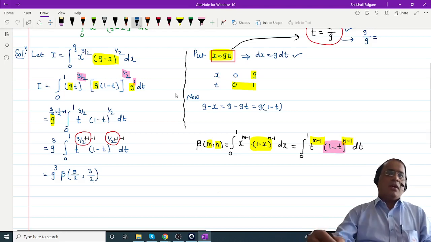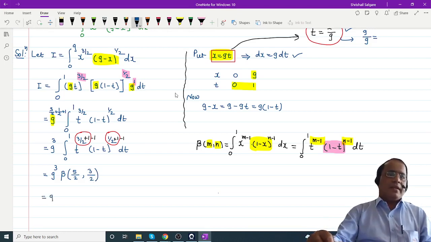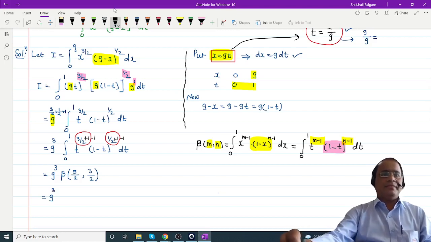Now further, we have studied a property. So what is the relation between beta and gamma? Anyone can recall? Someone named Siddesh. Okay, what is the relation between beta and gamma? I will write here. That property we have studied. Beta of mn is equal to.